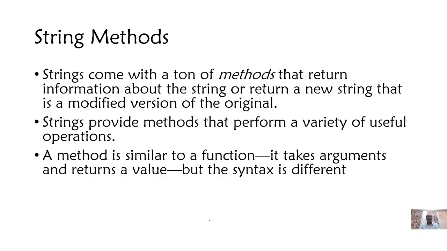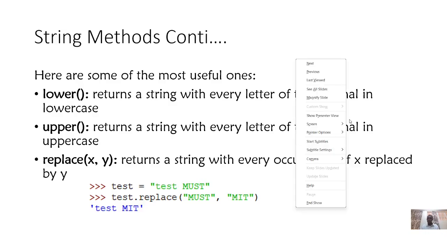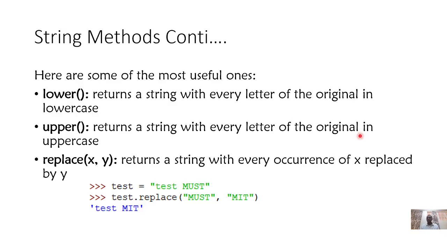Now we also have string methods. Strings come with a number of methods that return information about the string or return a new string that is a modified version of the original. Strings provide methods that perform a variety of useful operations. A method is similar to a function. It takes arguments and returns a value, but the syntax is different. Here is an example. These are the methods we are talking about.